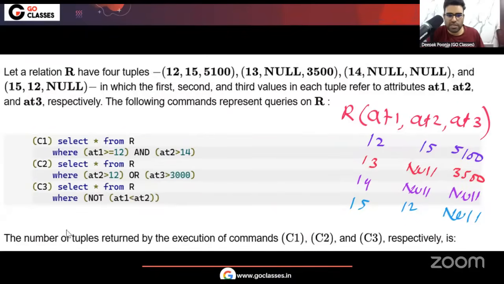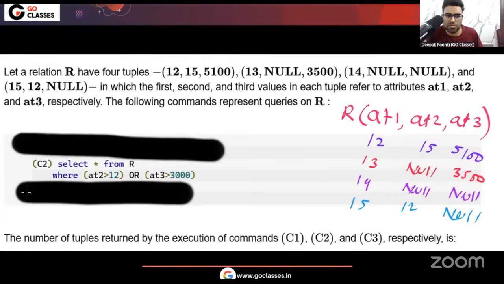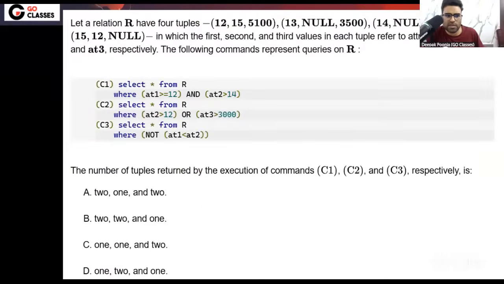Is this clear? Very simple. Okay, let's see the next query. What about C2? Notice one thing, just look at the options. C1 generates one tuple, so options A and B are gone. You don't even have to check C3. Only two options remain after C1, so you can just check C2, and that would be enough.